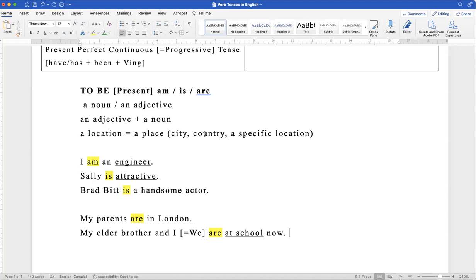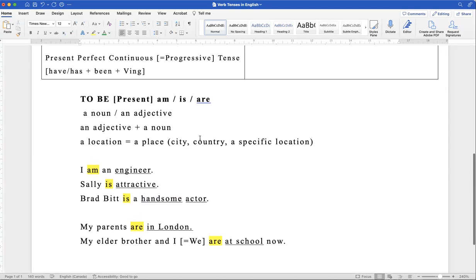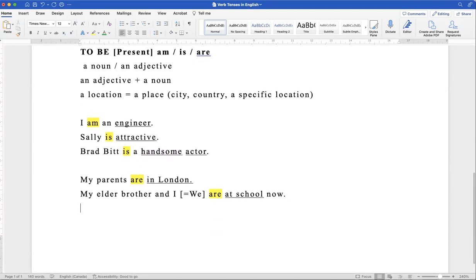As you see, when we use to be present form, we are talking about now or something about present time. It is still true. It is still valid. So this is how we use the present form of to be. But if you use a specific time point with to be in the past, we can use was, were. To be past form is was and were.